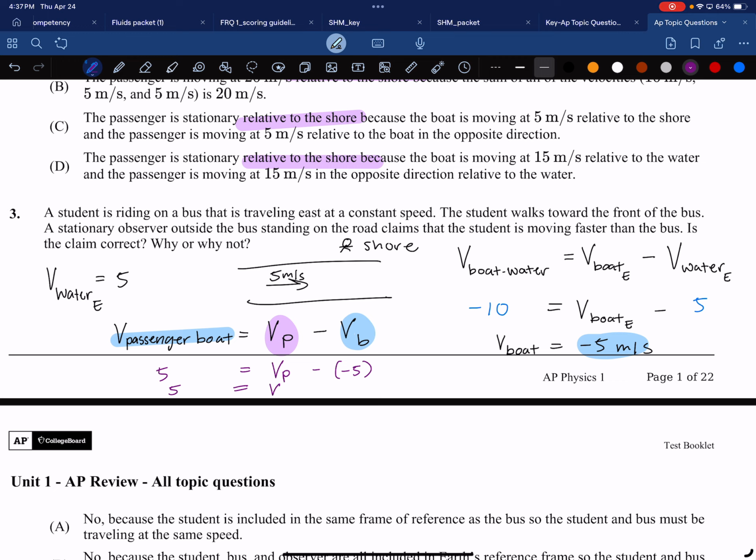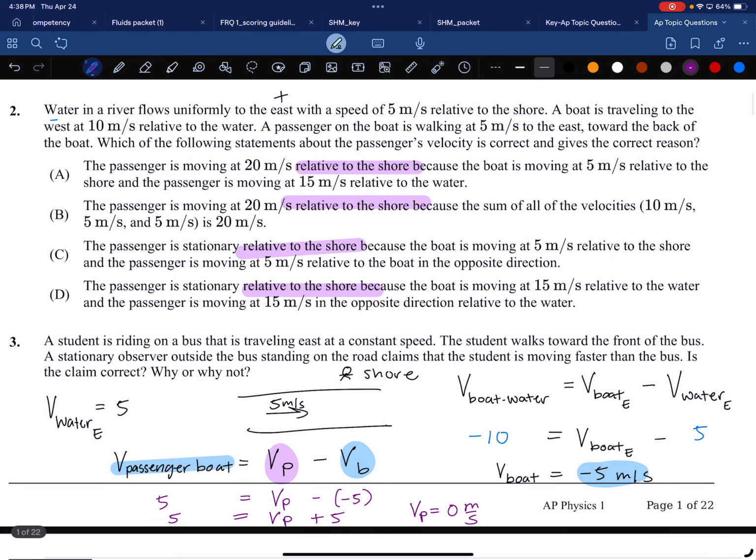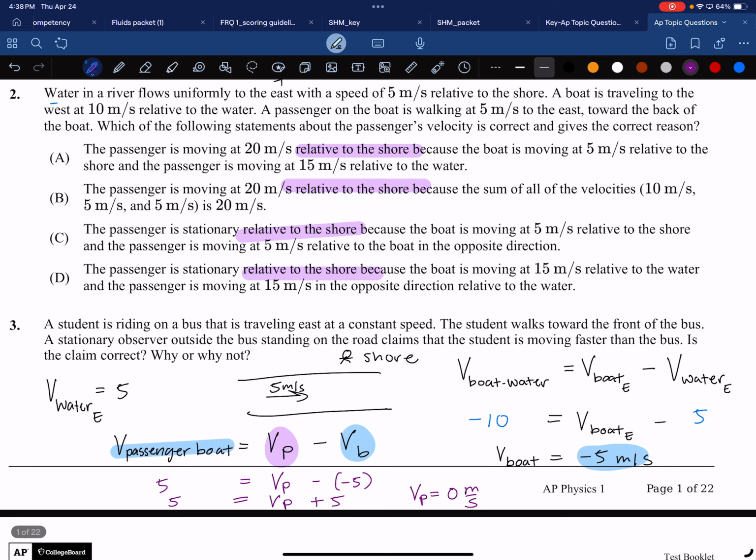So what is V of P going to be? 0. So which one is correct? Either C or D, right? So you said it was C. It is C. And let's look at the difference between the two.